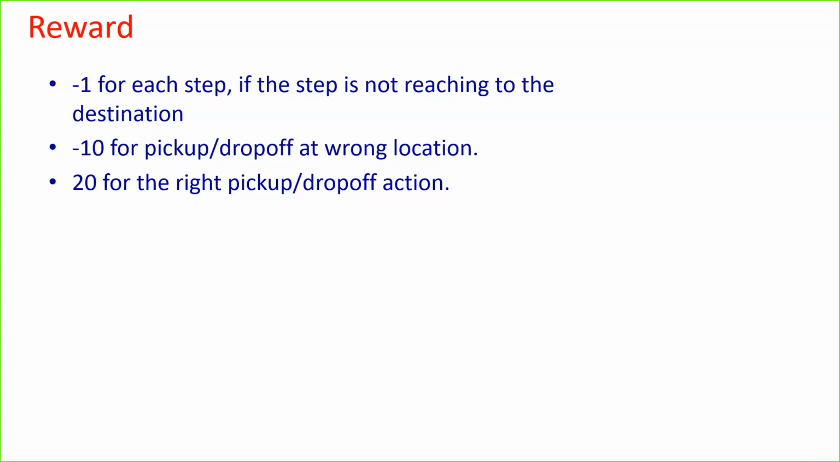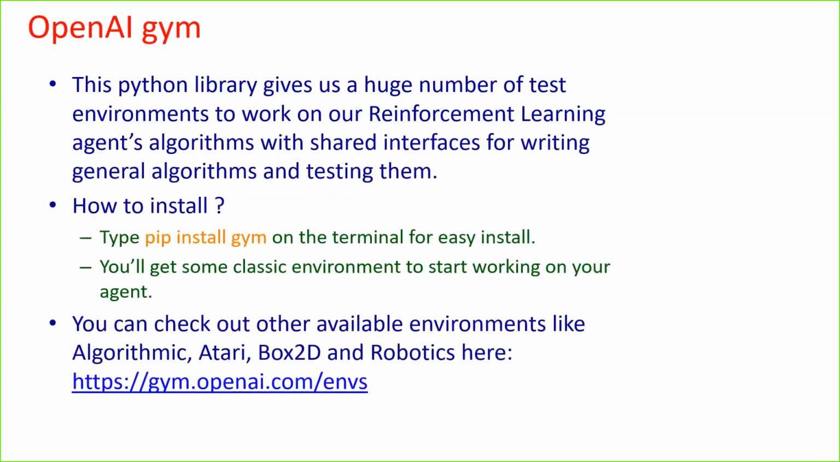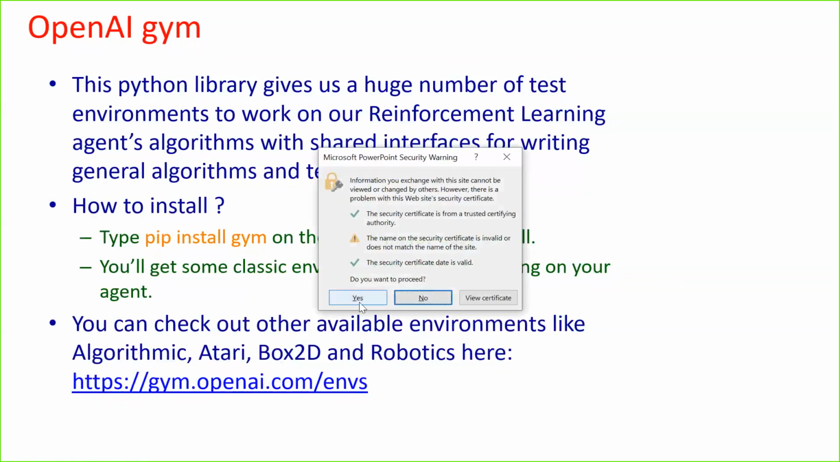+20 for the right pickup and drop off actions. All right, so a high positive reward because this is highly desirable behavior. So this is the reward signal, and this is the OpenAI Gym environment. This Python library gives us a huge number of test environments to work on our reinforcement learning agents' algorithms. So you can see the different environments here, gym.openai environment .envs.